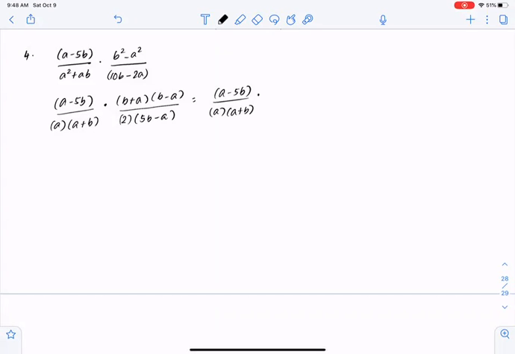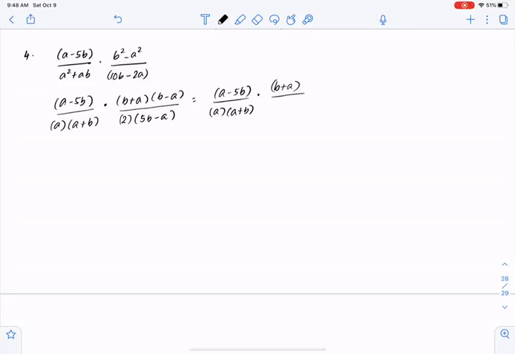Now I look at the first expression, then move on to the second. I kind of see similar terms. You should note that I can cancel a plus b. In the first expression's numerator, we have a minus 5b. In the second expression's denominator, we have 5b minus a. The only thing that we see is that the order is reversed.